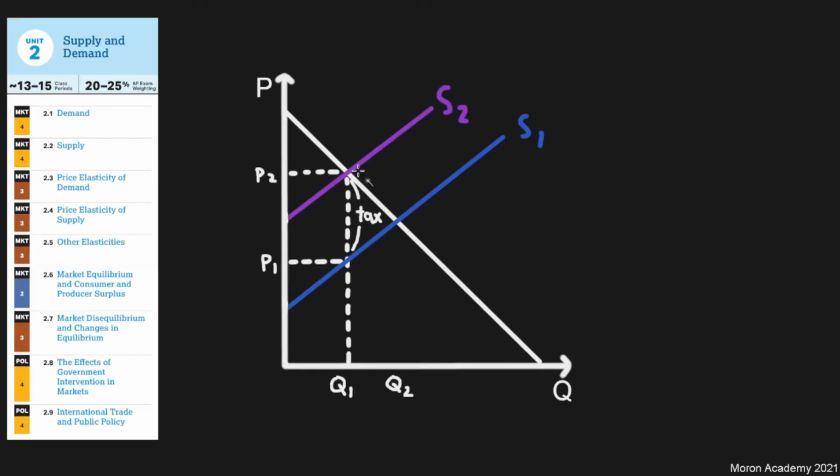You would find that by going directly down from where the new supply line crosses the demand line and going straight down until you hit the other supply line. That would be what your new per unit tax is.